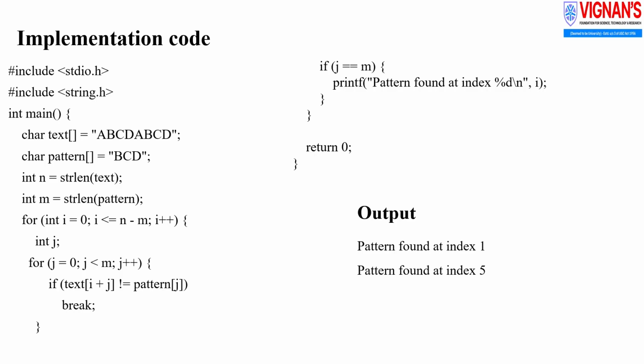Inside this loop, another loop compares each character of the pattern with the corresponding character of the text. If a mismatch occurs, the comparison stops and the pattern shifts to the next position. If all characters of the pattern match, the program prints the starting index where the pattern is found. For the given input, the pattern BCD is found at index 1 and again at index 5.